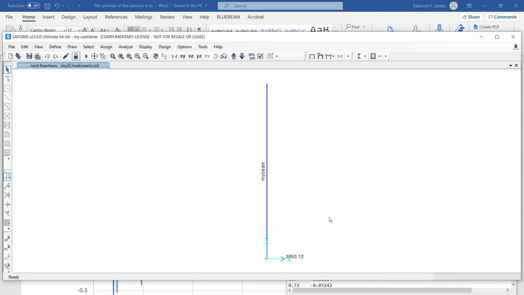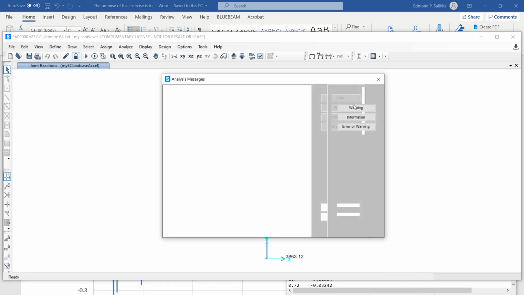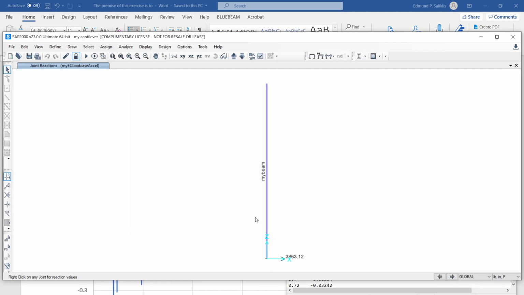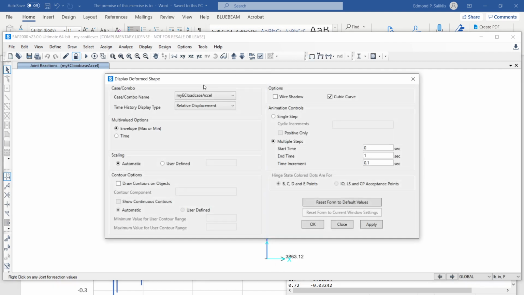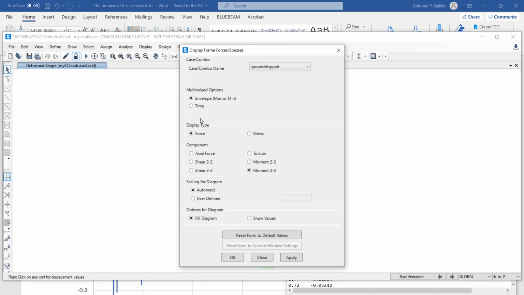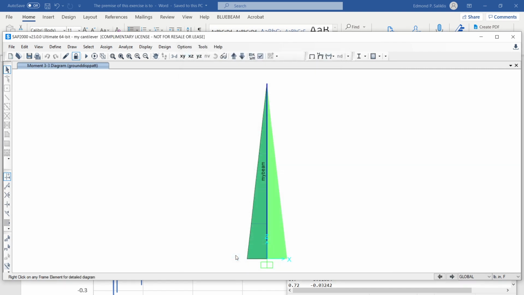And then the output. How do I get the output? The output is super easy. You can show the displacement, as I said, as an envelope, and hold your mouse here, and that's my 0.47, or you could show the bending moment as an envelope, not as a time step, but as an envelope.